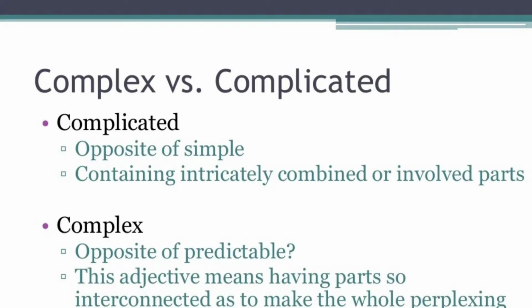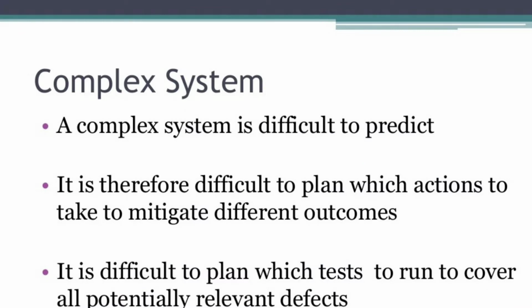Complex versus complicated. Complicated: opposite of simple, containing intricately combined or involved parts. Complex: opposite of predictable. This adjective means having parts so interconnected as to make the whole perplexing. Complex system. A complex system is difficult to predict. It is therefore difficult to plan which actions to take to mitigate different outcomes. It is difficult to plan which tests to run to cover all potentially relevant defects.